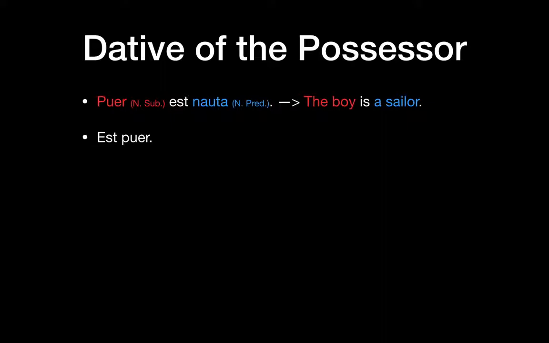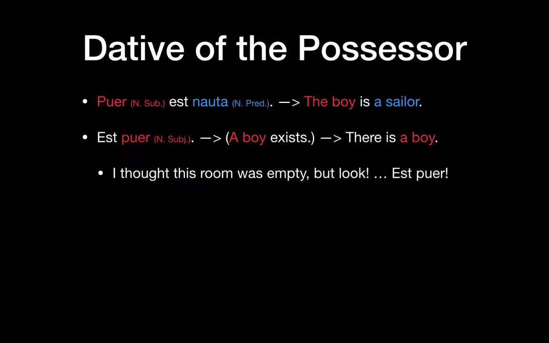How about this sentence? Since est comes first, it indicates simple existence. Puer is still the subject. So est puer is like a boy exists, or there is a boy. As if you're answering the question, I thought this room was empty, but look, est puer.